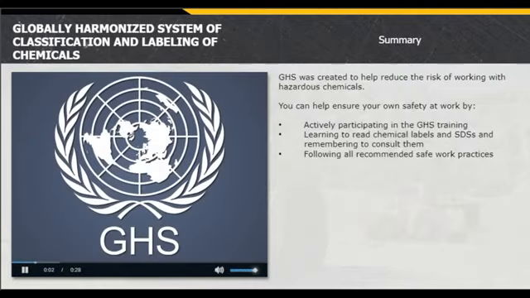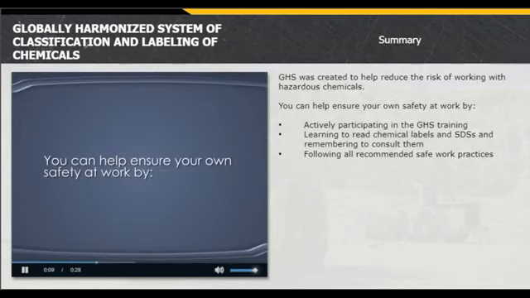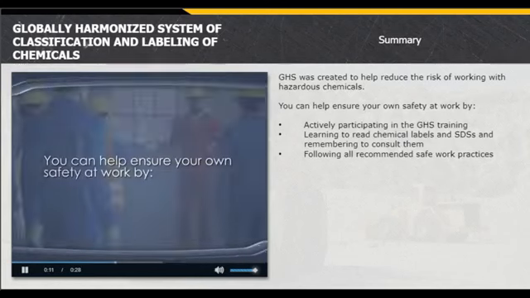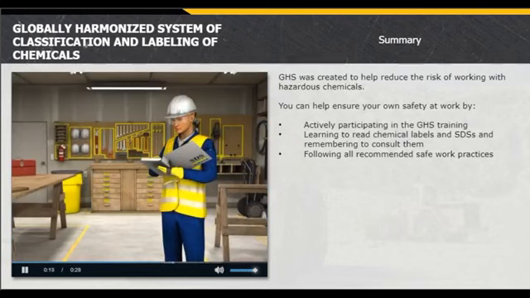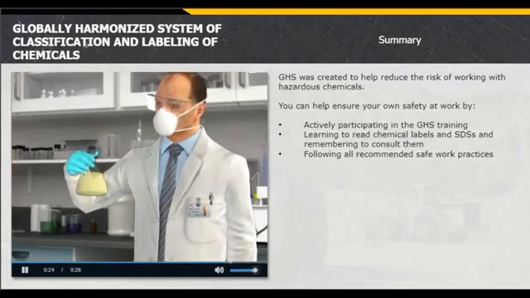GHS was created to help reduce the risk of working with hazardous chemicals. You can help ensure your own safety at work by actively participating in the GHS training, learning to read chemical labels and SDSs, and remembering to consult them, and following all recommended safe work practices.